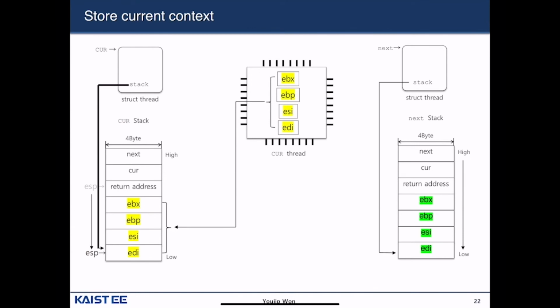After storing the 4 registers to the kernel stack, it's time to save the kernel stack top address to the thread structure of the currently running thread. So in this figure, this stack attribute is set to point to the stack top of the kernel stack. So it contains the stack top address of the ESP register.